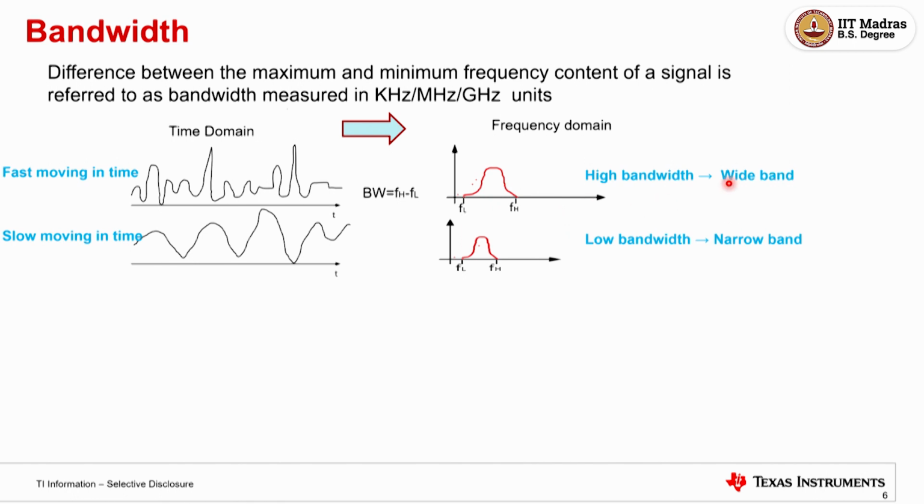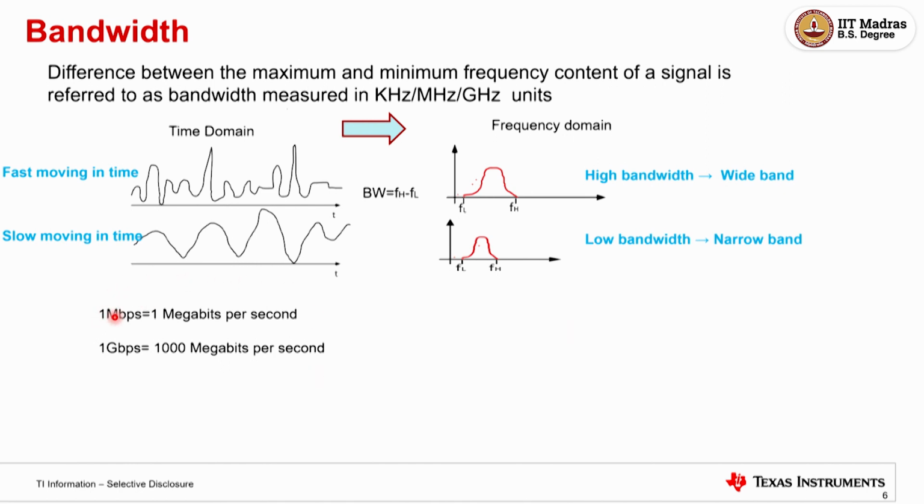So you can clearly see this is high bandwidth, we call it wide band, and the lower one is narrow band. I'm just introducing these terms because as we move on we will encounter them, wide band and narrow band. So we'll see what these mean. Okay, so now you can clearly see what it means.